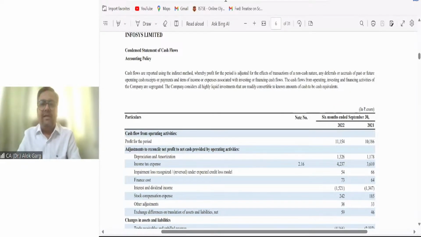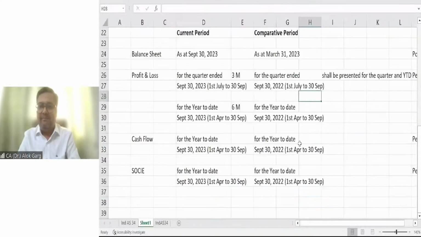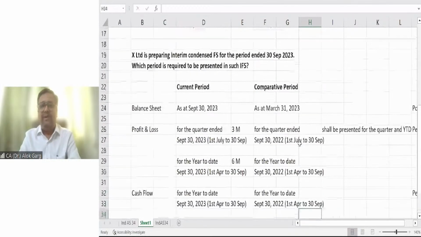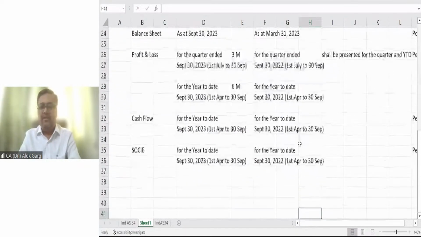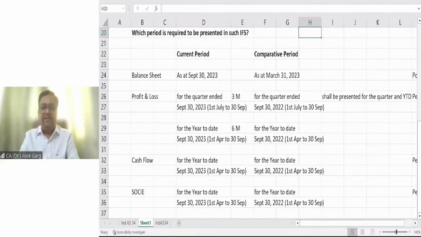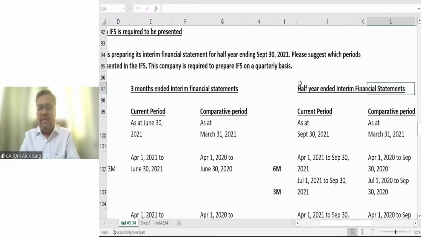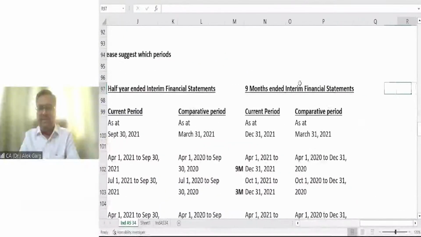I hope you guys are now able to understand, now able to correlate with the help of this practical example, right? So I have given you two examples of the first quarter and the half year as well. What about for the 9 months? So here I have given the 3 months, 6 months, 9 months.